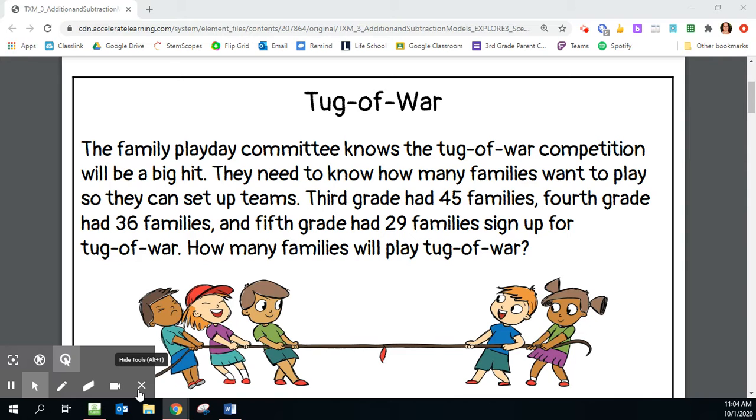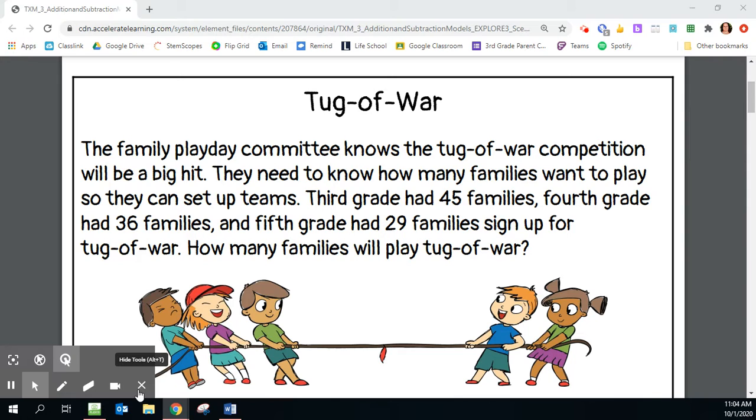The Family Playday Committee knows the tug of war competition will be a big hit. They need to know how many families want to play so they can set up teams. Third grade had 45 families. Fourth grade had 36 families. And fifth grade had 29 families sign up for tug of war. How many families will play tug of war?